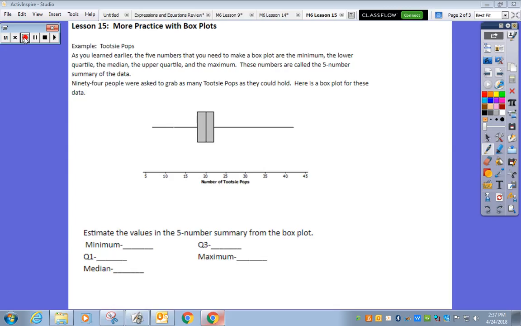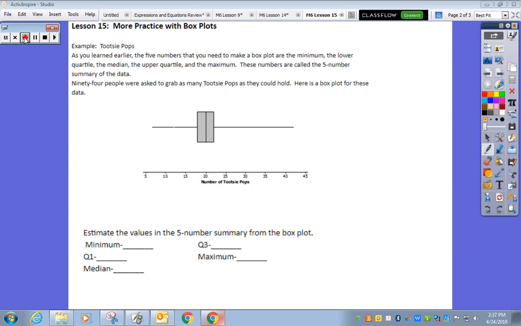94 people were asked to grab as many Tootsie Pops as they could hold. Here's a box plot for these data. Estimate the values in the 5-number summary from the box plot. So now what we're doing is we're given a box plot and we have to find the 5-number summary from that. So the first thing that I'm going to do is put my dots in for where my points are.